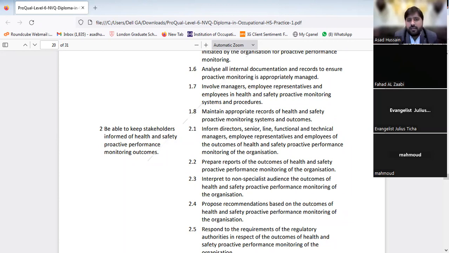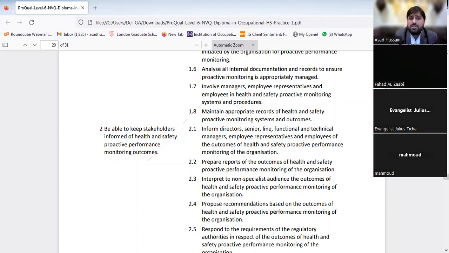Okay. In 1.7, involve managers, employee representatives, and employees in health and safety proactive monitoring systems and procedures. It is typically asking how you are including managers, employee representatives, and employees in health and safety proactive monitoring systems and procedures. It is always a key point that you should involve the managers, the employee representatives, and employees in the health and safety management system, in every section of that management system.